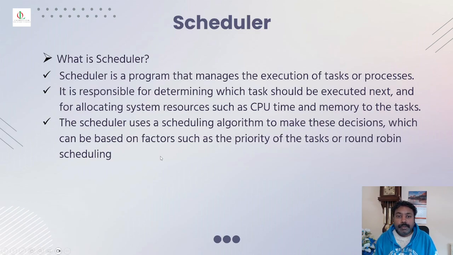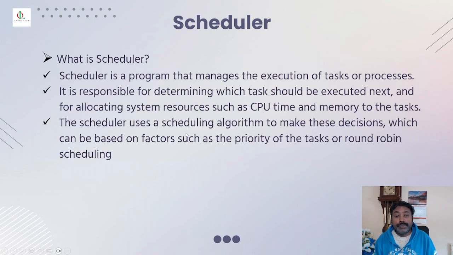It is responsible for determining which tasks should be executed next, and for allocating system resources. It allocates the CPU time and also the memory to the tasks. The scheduler plays a major role. Whenever a task comes to the controller, it knows how much space or memory it has to allocate and how much running speed of the CPU time it has to allocate.